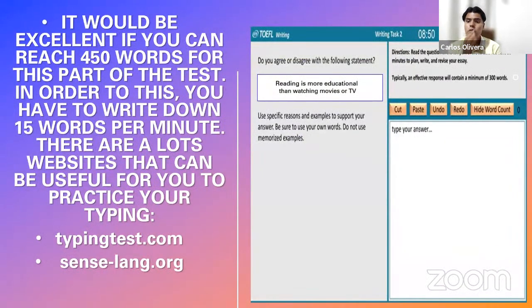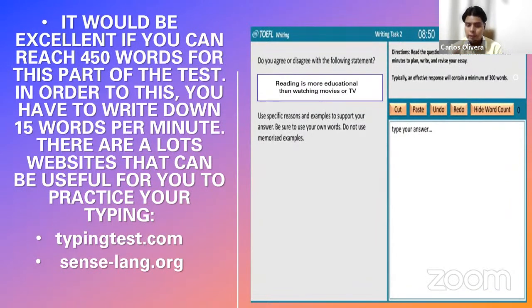So in my essay, you're going to see that I agree with this, and I'm going to write an essay defending this position, that yes, it is actually more educational to read than watch any movie or TV, okay? So this is my position. Notice that the facts that I'm going to include in my essay are going to be supportive of my contention. I'm not going to add information, of course, that is contrary to my position, right?